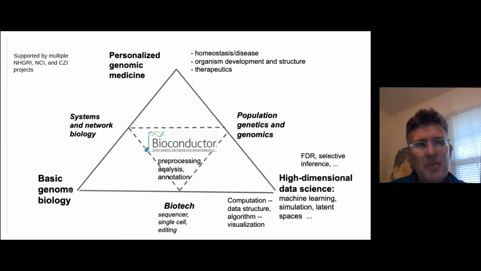As we think about this more broadly, we see that the genome biology flows through biotechnological innovation, ultimately generating lots of high-dimensional data, and we need to do all kinds of things here. And then if we want to ultimately come up with personalized genomic medicine, we've got to move up through systems and network biology, also through population genetics and genomics. And for 20 years, Bioconductor has been sort of in the middle, dealing with new biotechnological innovations all the way back to cDNA microarrays up to single-cell sequencing.